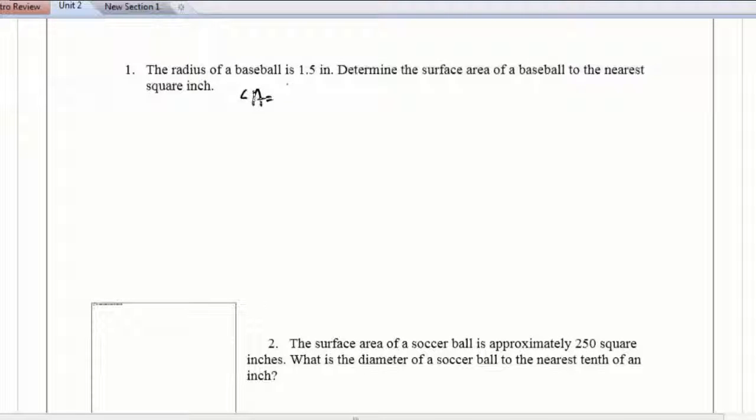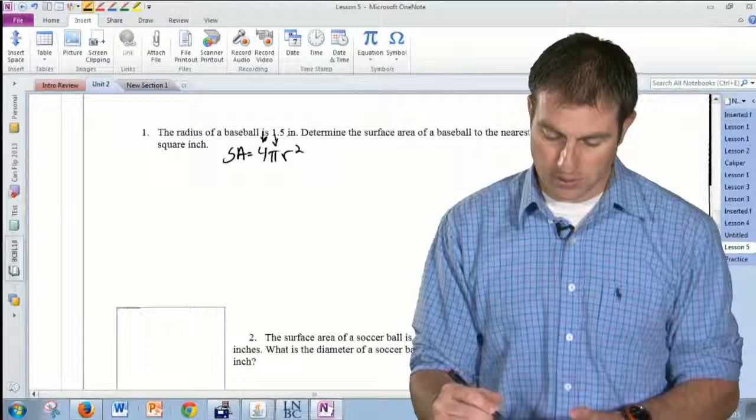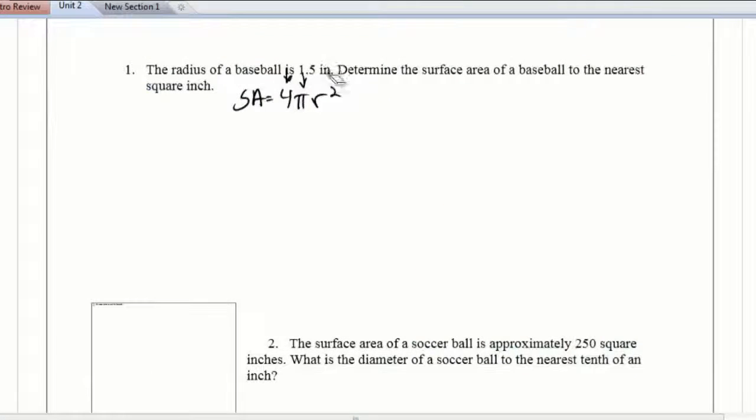From just above, surface area is going to be 4 times pi times r squared. Now, we know 4, because that's a number. We know pi, because that's in our calculators. And we're given the radius, which is, in this case, 1.5 inches. So this is my baseball. Remember, the radius is 1.5 inches.